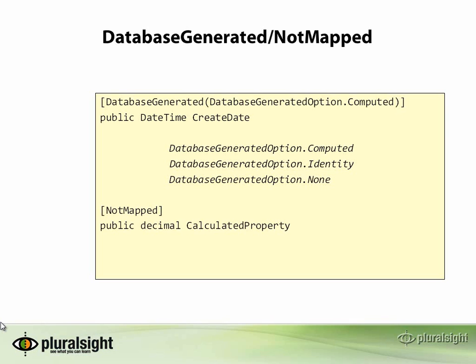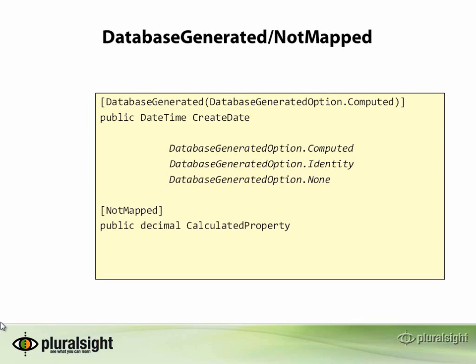Now let's take a look at two more annotations and how they relate to the database. The database-generated annotation lets me indicate that a field will be generated by the database. By default, entity keys are assumed to be generated by the database as identity keys. They use the database-generated option identity, but you don't need to explicitly use that annotation to get the behavior. In fact, if you don't want that to happen with entity keys, you can set database-generated to none.